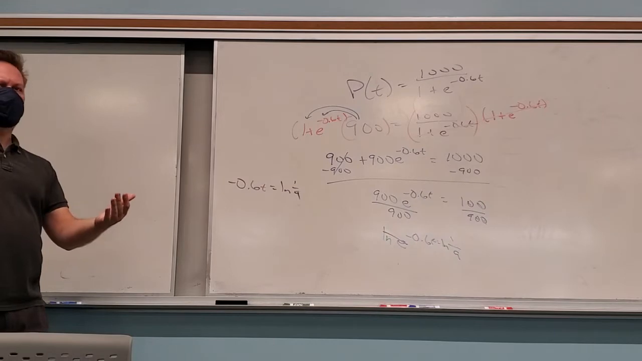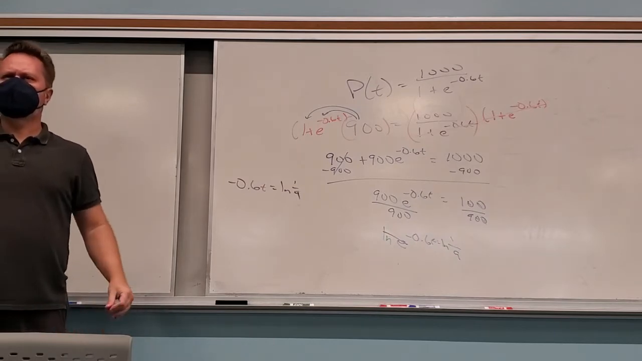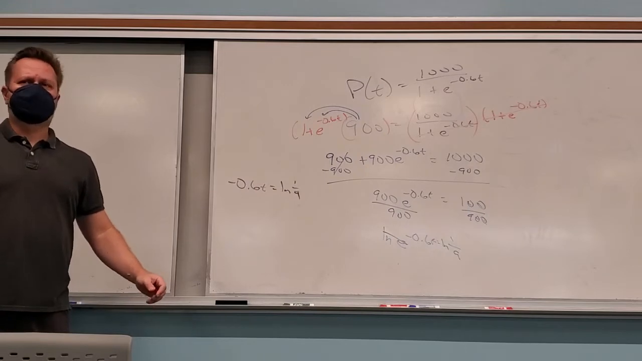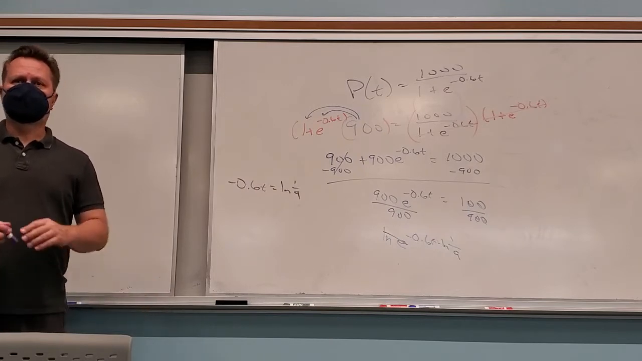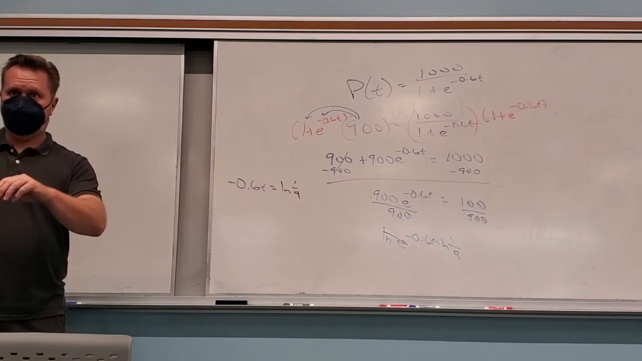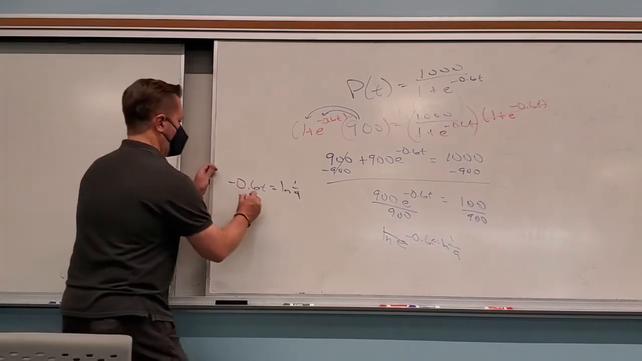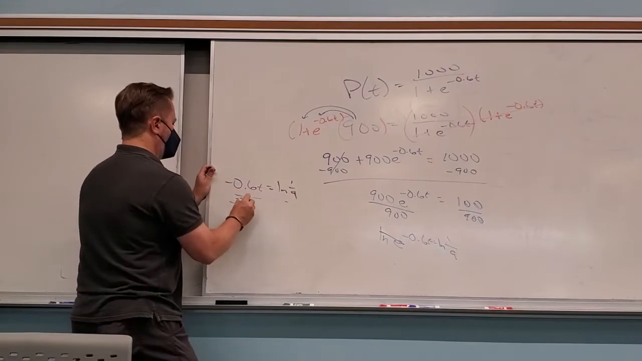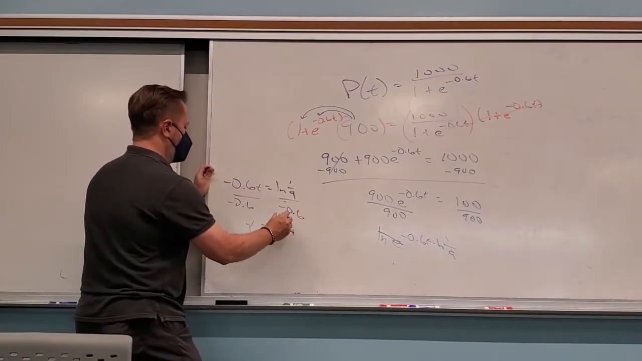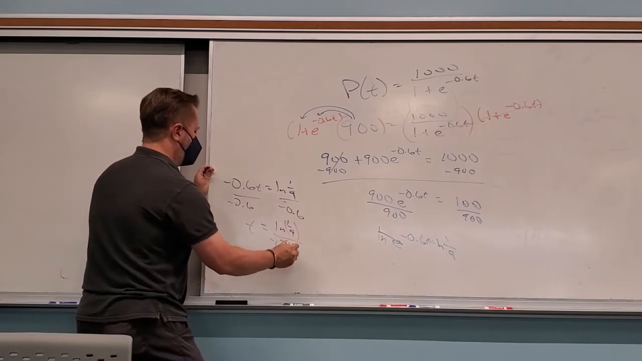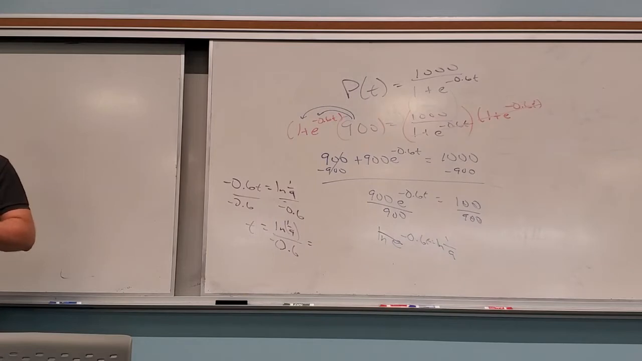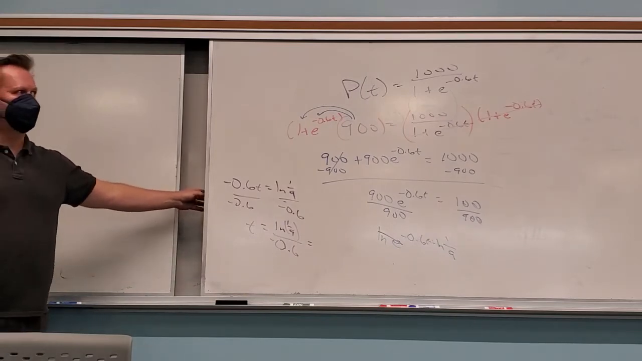And now, of course, the last thing I've got to do to get t by itself is to divide by negative 0.6. So t equals this weird thing, and then you just have to be able to plug that into the calculator correctly. I'll try to plug that into the calculator. Let's see what we get.